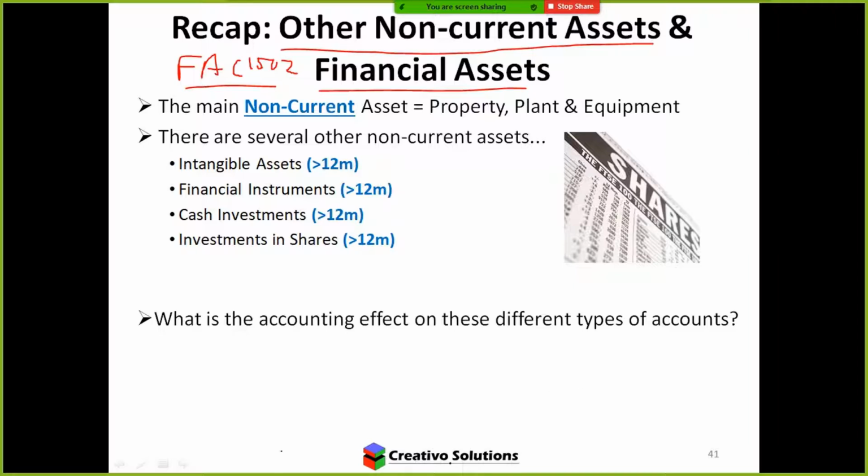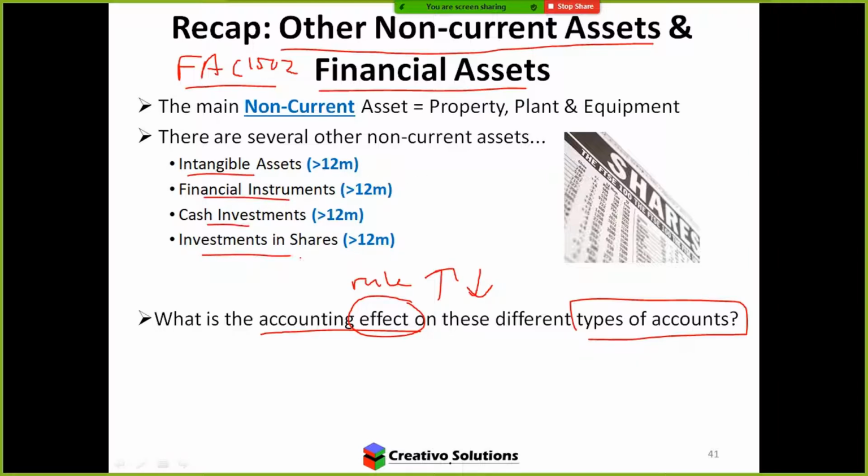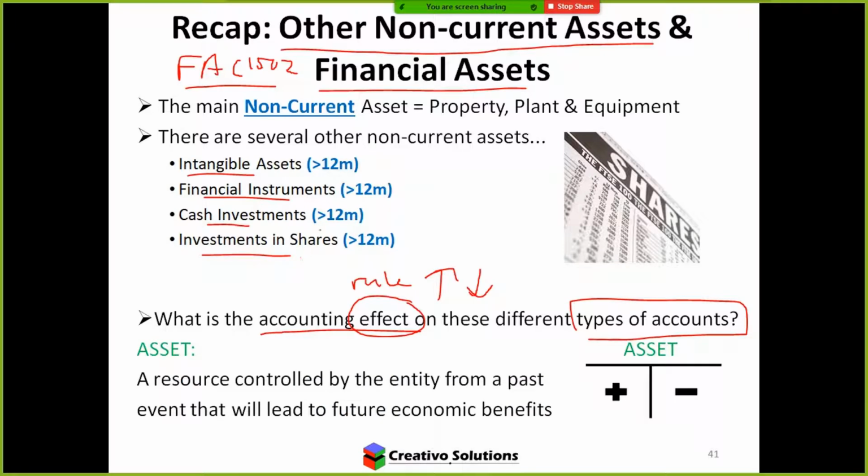Right. So, do you know what the effect is going to be on all of these different types of accounts? When I talk about the effects, we're looking at the rule. In other words, if I had to increase it or if I had to decrease it, what am I going to do to these accounts, irrespective of what I've got? You debit it. When I debit, I'm going to do what? Increase or decrease it? Which one? Increase. Yes, good. Okay, so don't overcomplicate it. Keep it simple.